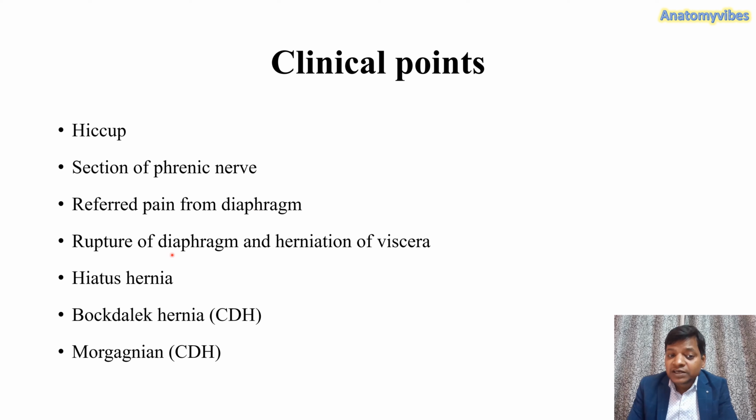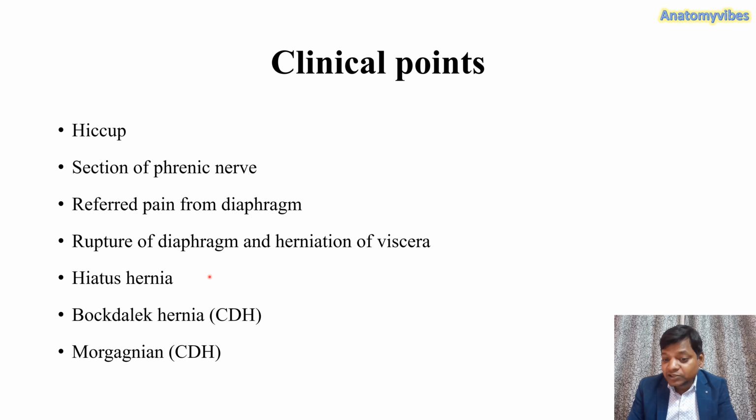Now, diaphragm can get traumatic rupture. If diaphragm is traumatically ruptured, what will happen? Abdominal viscera can go through that opening and go to the thoracic region. So herniation of viscera can occur.